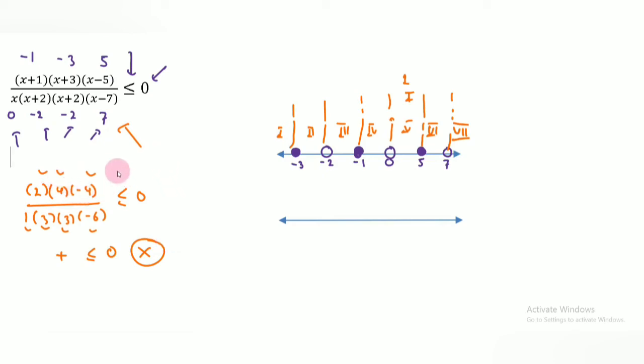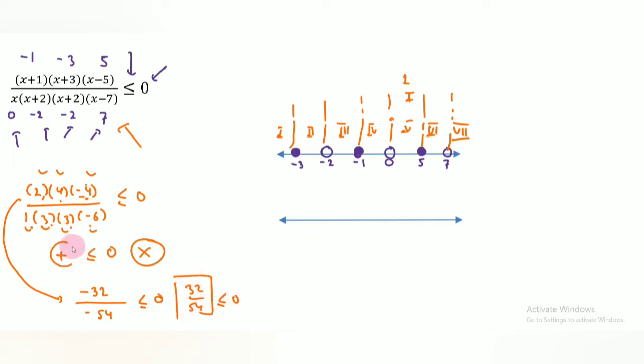You can see that I'm just keeping multiplying numbers, since it's spending a lot of time. I'm just referring to the sign here. But if you don't get what I mean, let's just multiply it. So 2 times 4 times negative 4 is negative 32, over 1 times 3 times 3 times negative 6, which is negative 54. So in the end, I have 32 over 54 less than or equal to 0. This is positive. So actually, you can skip using the numbers and just focus on the signs, so you can have a faster way. So it doesn't satisfy.